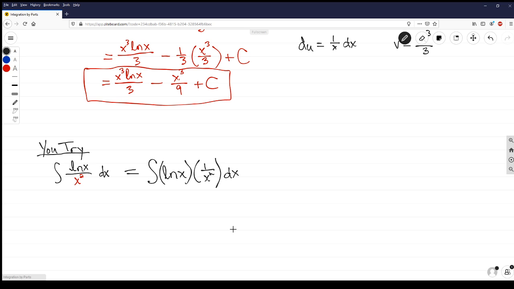Alright, so I'm going to wait about 5 seconds, and during this what you can do is pause the recording, try and work this out. Pick out what's u, what's dv. Work it out, see what you get, and in about 5 seconds of my time, I'm going to show you the solution. So I'm pausing now, and you go ahead and pause the video and click play when you have worked through it.